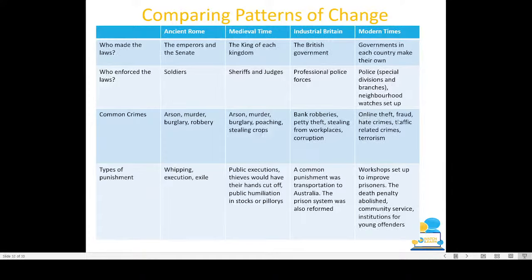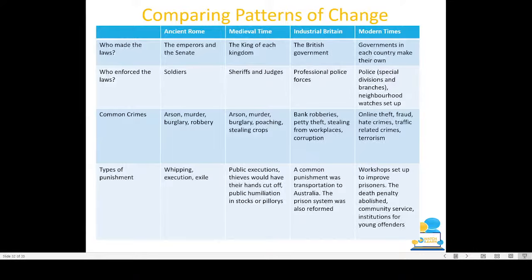We then have online theft and fraud, okay? So we can see it developing, okay? They're very similar crimes, okay? Just as time and society has changed, so too have those crimes. And then the types of punishment. So if we look down here, we have workshops that are set up to improve life for prisoners. The death penalty is abolished in many countries. Community service is brought in, so not just people are being sent to jail. And then finally, institutions are set up for young offenders. So that is our table complete now. So that's going to help us when we are looking at the exam question next.